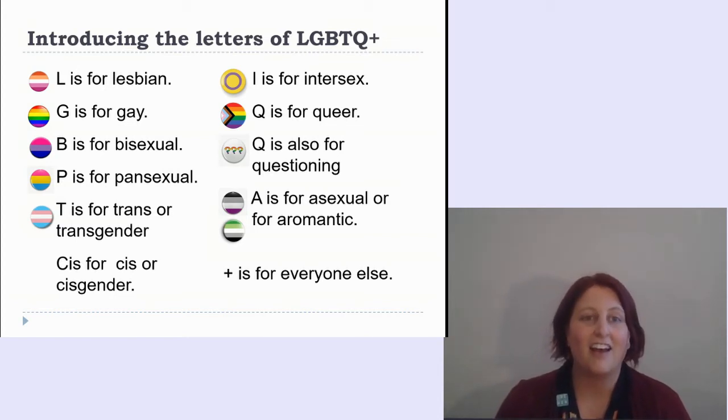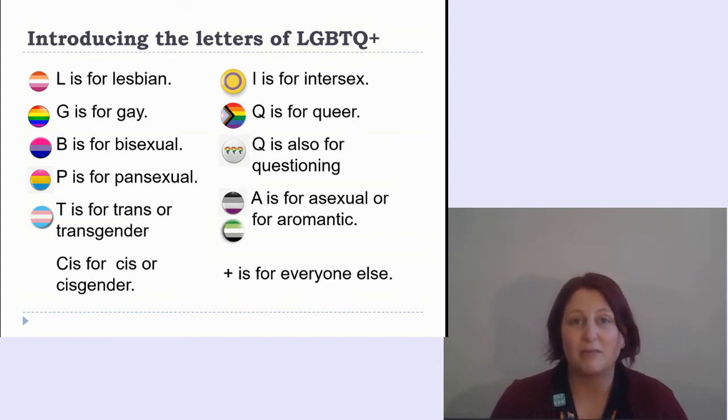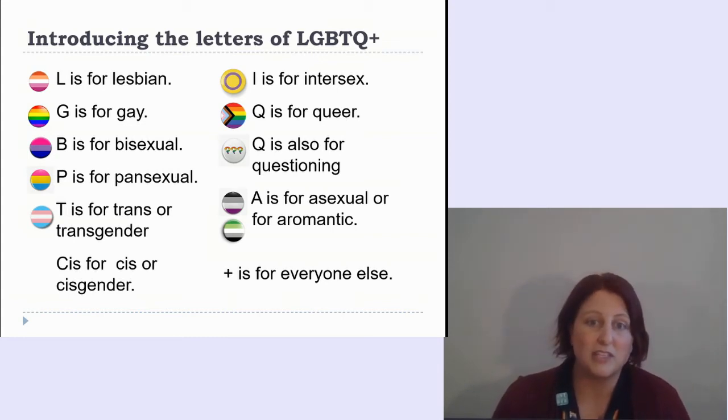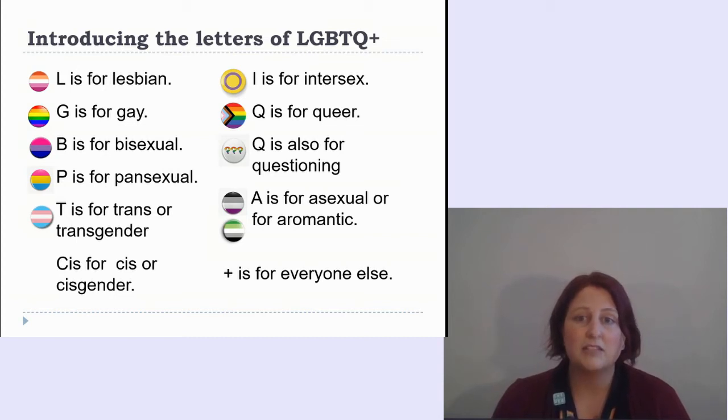For now, I is for intersex. Although we assign sex at birth based on biological characteristics, what that means is when the baby comes out, we look at it and say it's a boy or we say it's a girl. But some people's biology doesn't fit neatly into male or female.